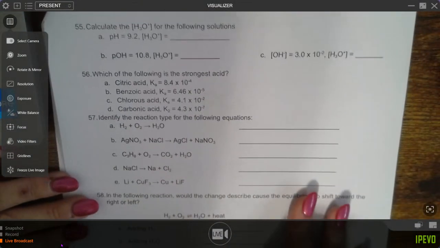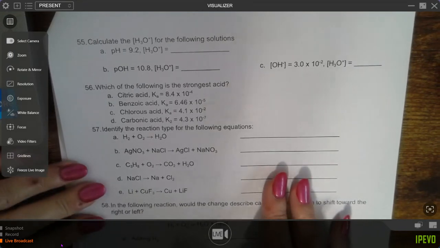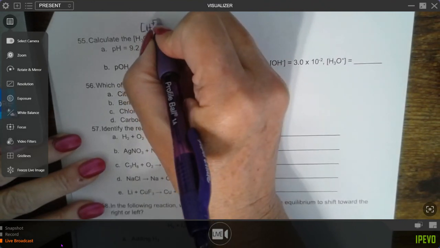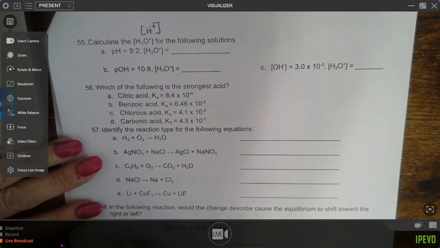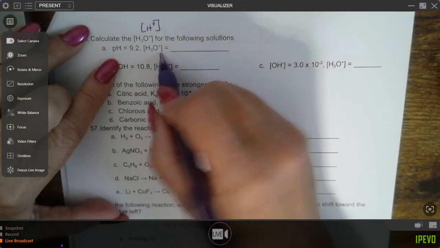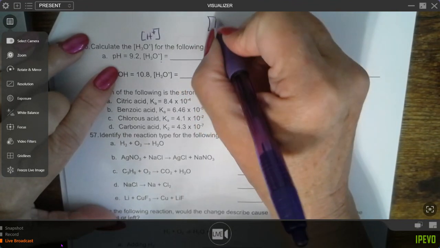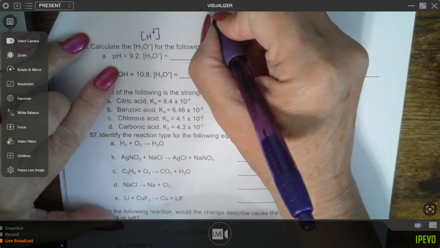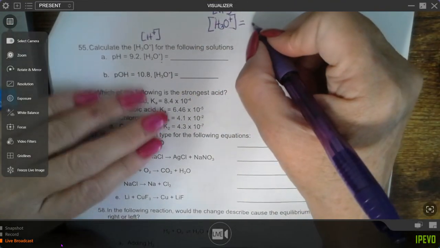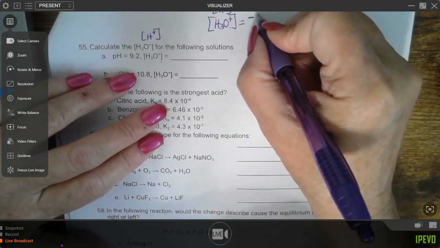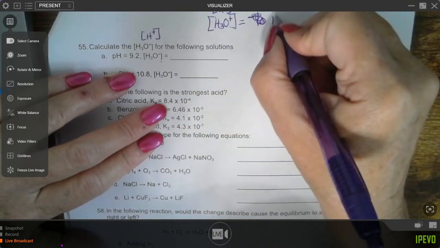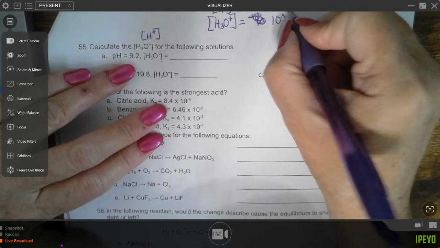Oh, check it out. We're on the last page. Woohoo! It's asking us to calculate the hydrogen ion concentration for the following. If the pH is 9.2, what is the hydrogen ion concentration? For this, again, hydrogen ion concentration is equal to 10 raised to the negative pH.